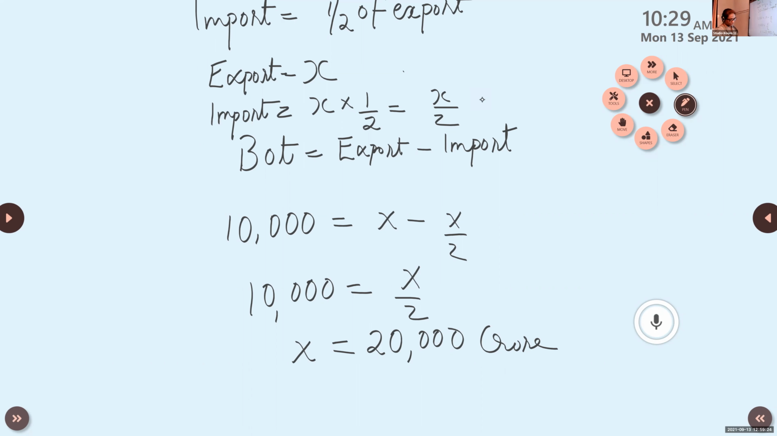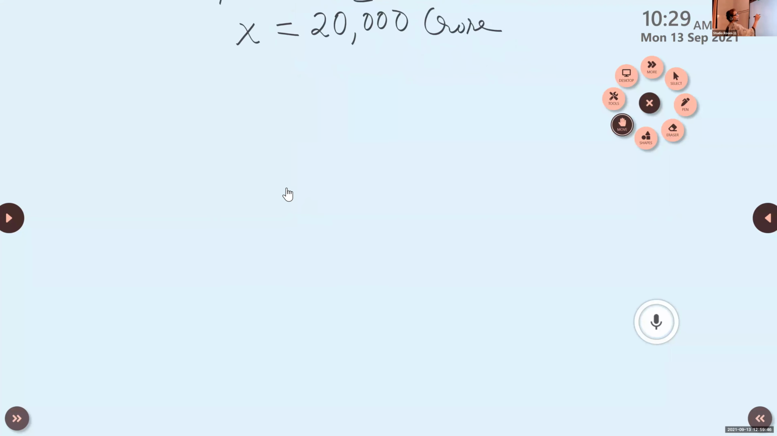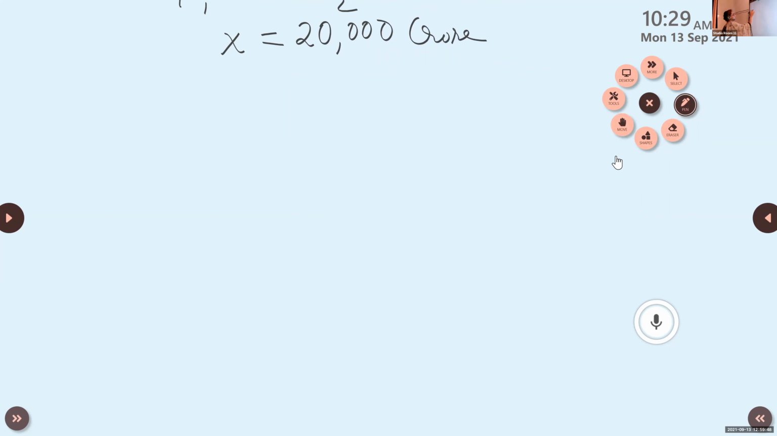Okay, now next question, just write it down. Find current account balance from the following. On one side, you write items. Other side, rupees in crore.